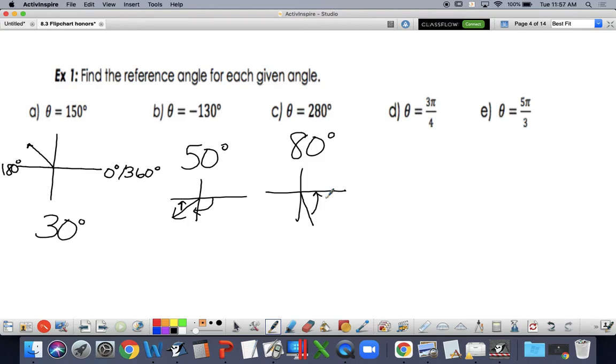Pi over 4. Pi over 4, that is right. So if this is 0 and this is pi, and I'm at 3 pi over 4 here, I am pi over 4 away from the x-axis.